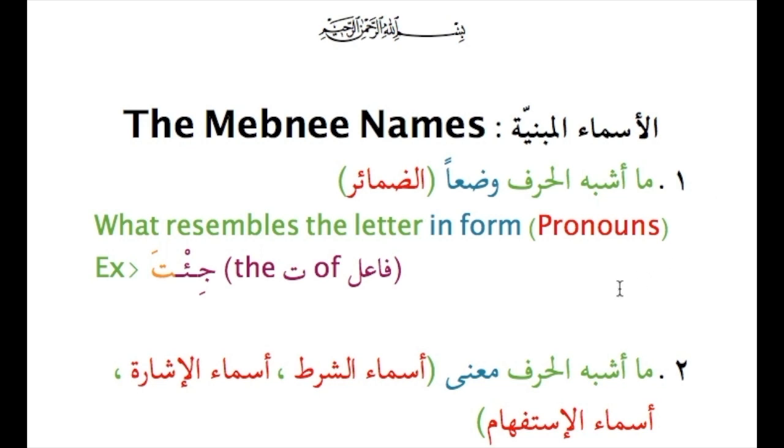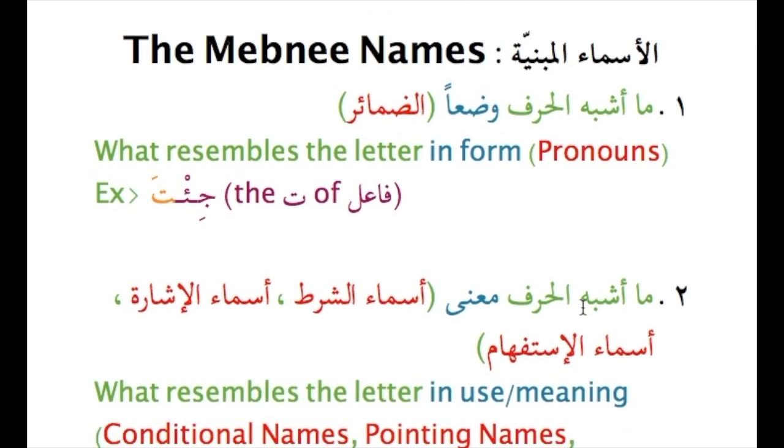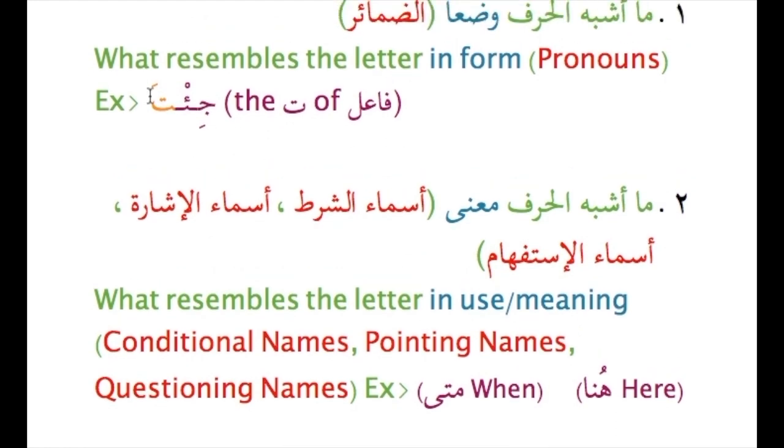First one is ما أشبه الحرف وضعا الضمائر, what resembles the letter in form. That's pronouns. Here we have an example of an attached pronoun, جئت. The ta here is called the ta of fa'il, and we will learn more about pronouns when we have a lesson just for pronouns. Second is, that means he came. So the ta is used for the action doer, the fa'il.